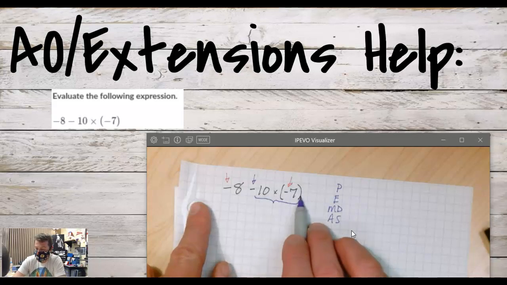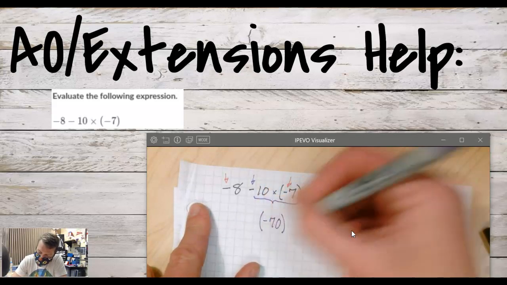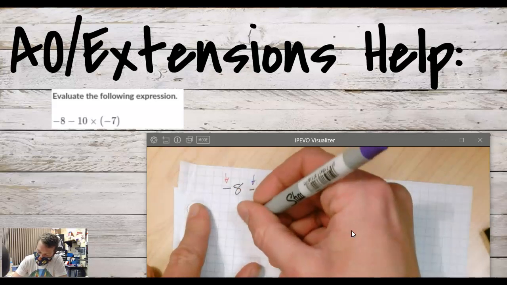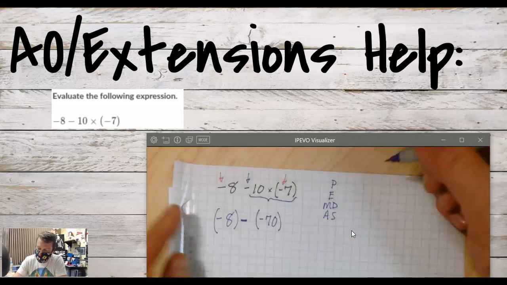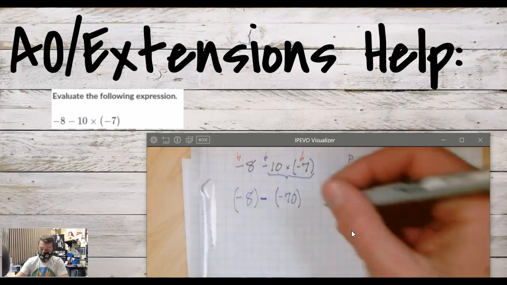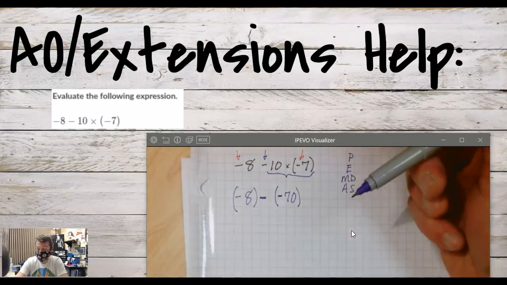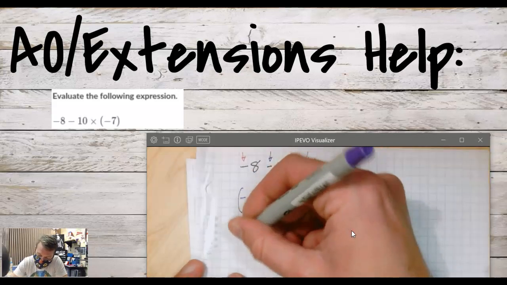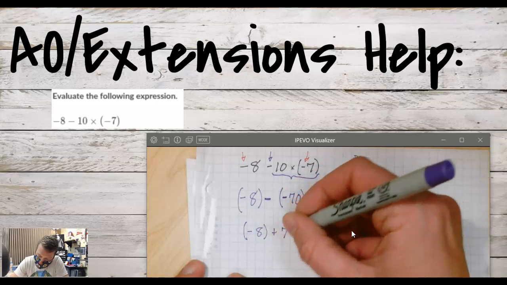So 10 times -7, -70. Now the minus drops down, and we have -8. We should probably put that in parentheses. -8 minus -70. Now we've got minus a negative, and what happens with minus a negative? Yeah, it becomes plus a positive. So we get -8 plus a positive 70.